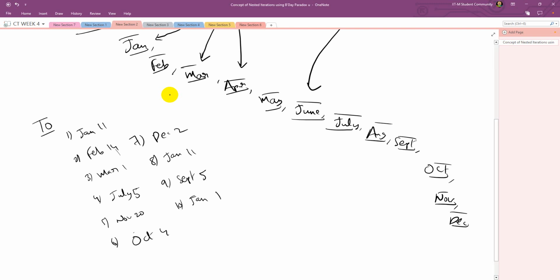Now we'll put the students into their corresponding bins. January 11 will be kept in January. February 14 will go into the February bin. Instead of drawing it like this or making it more complex, I'll just put the card number into the bin. 2, 3, 4, November is 5, October is 6, and December is 7. January has 8 as well.